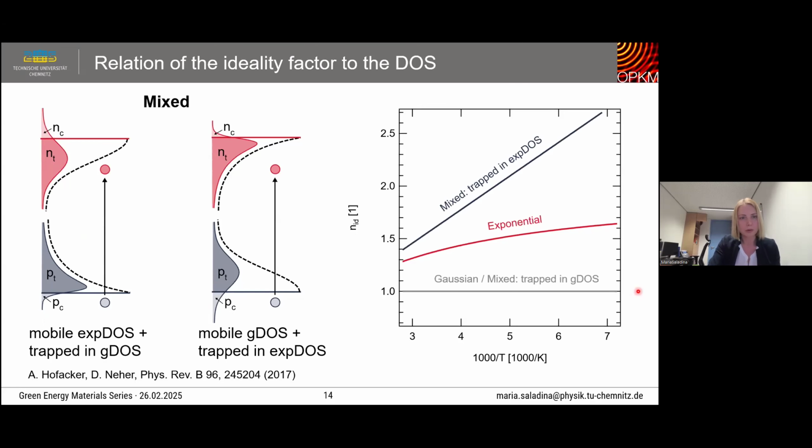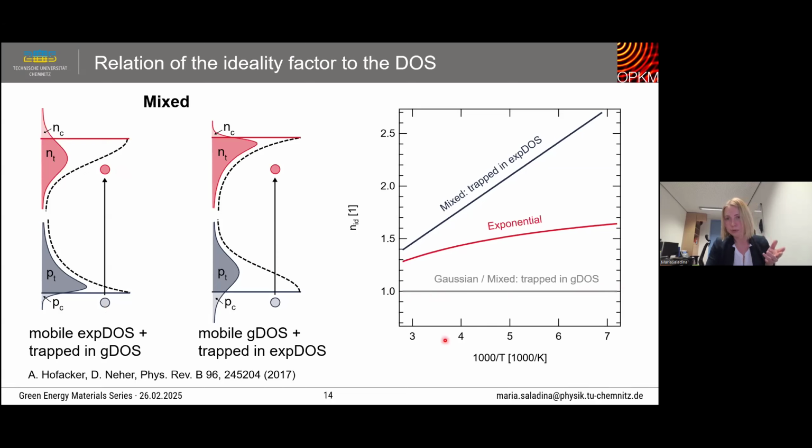So what is usually not considered is the mixed density of states. I saw that the first mention of this density of states was in this paper by Andres and Dita. Very good paper, very recommended. So here we have two possibilities, right? Still, we are describing the recombination channel between holes and trapped electrons. And if mobile holes come from the exponential density of states, but trapped electrons from the Gaussian, then the ideality factor is the same as we had for the purely Gaussian density of states. So it's unity, independent of temperature.